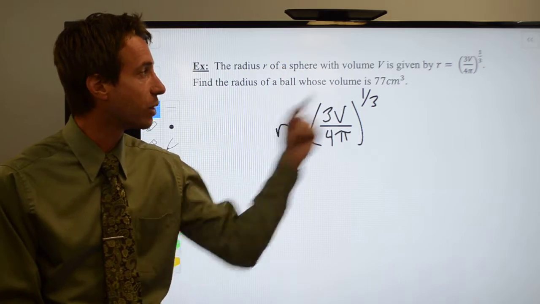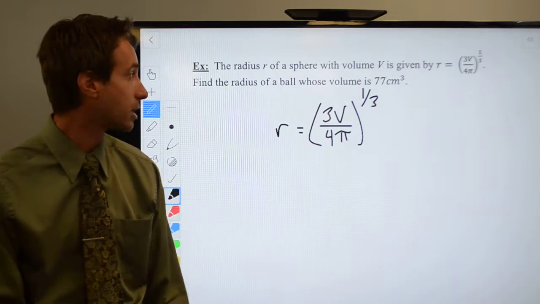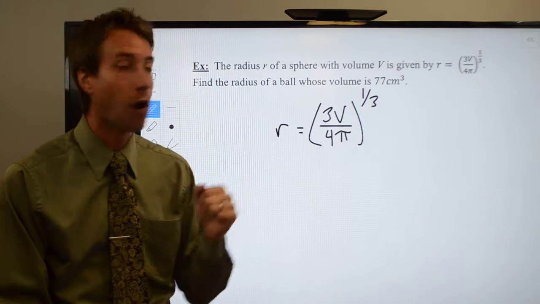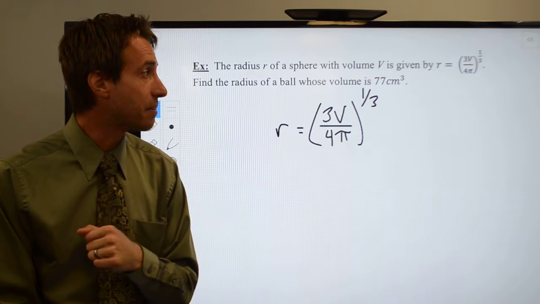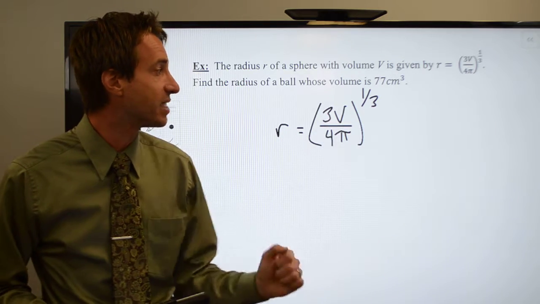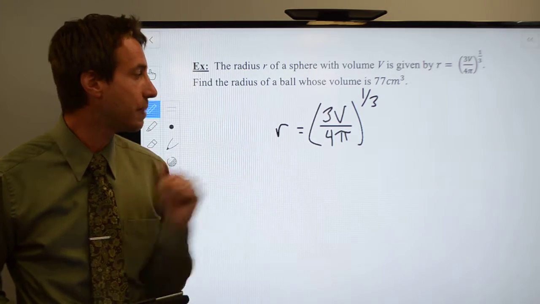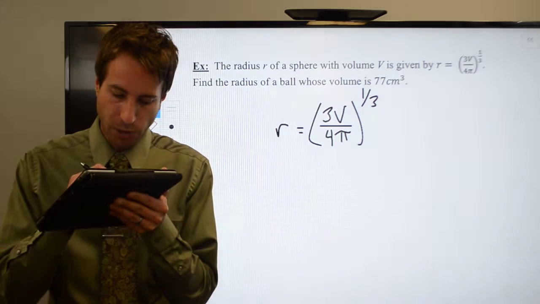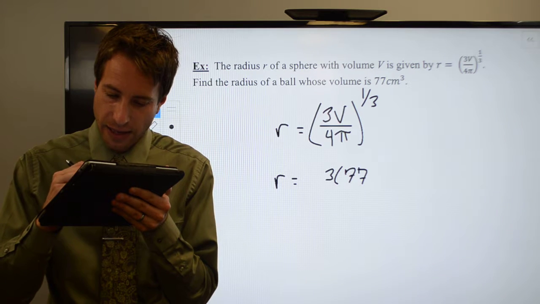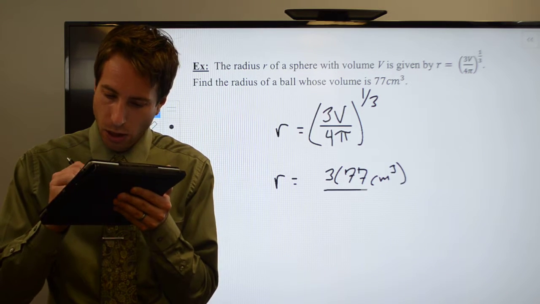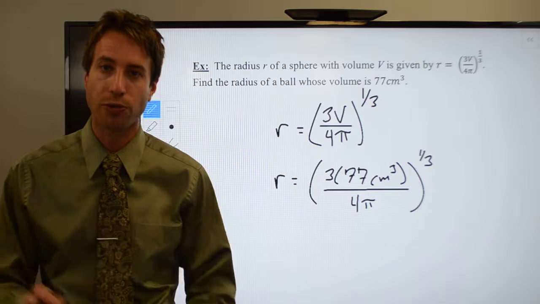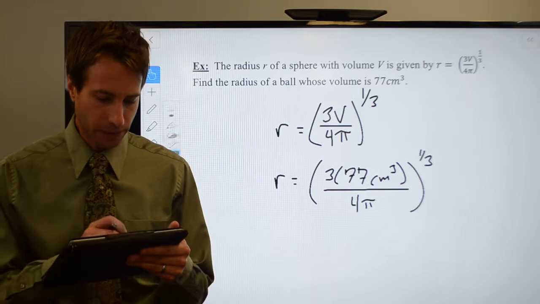The radius r of a sphere with volume v is given by the formula that we just talked about. Find the radius, so we're looking for r, of a ball whose volume is 77 centimeters cubed. Well, let's go ahead and plug in what we know. We know the volume is 77. That'll go in for v, and you're being asked to find r. So r is equal to 3 times 77 centimeters cubed all over 4 times pi, and that whole thing is raised to the 1/3 power.